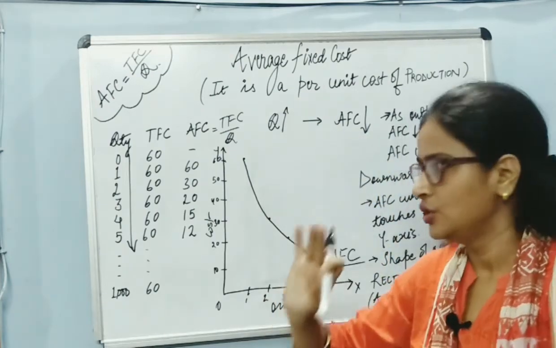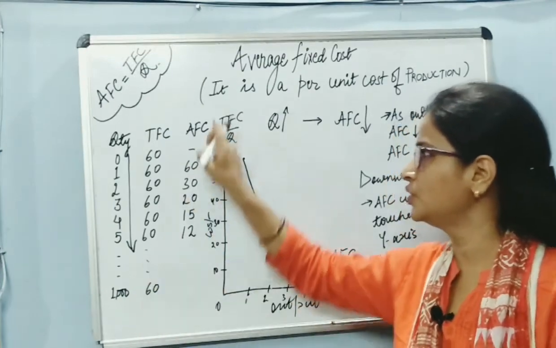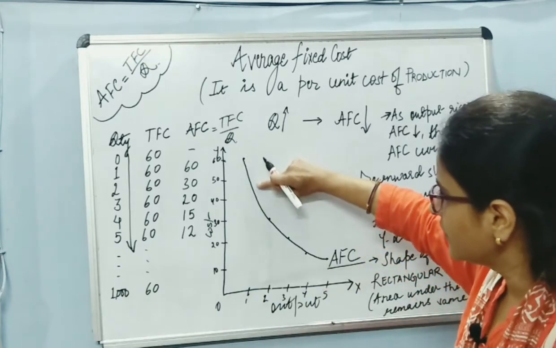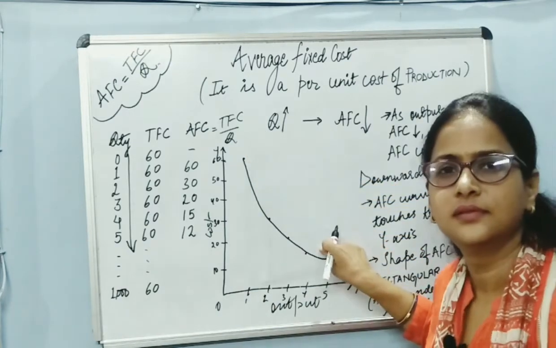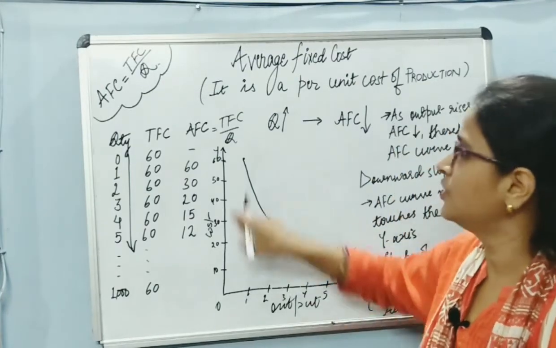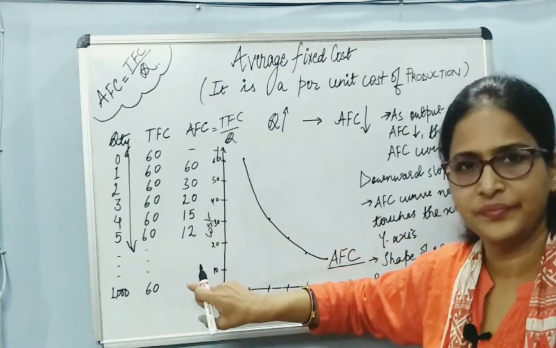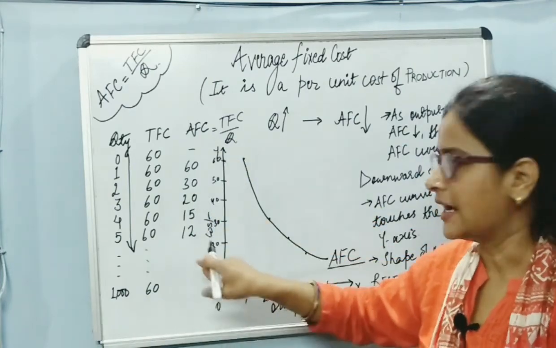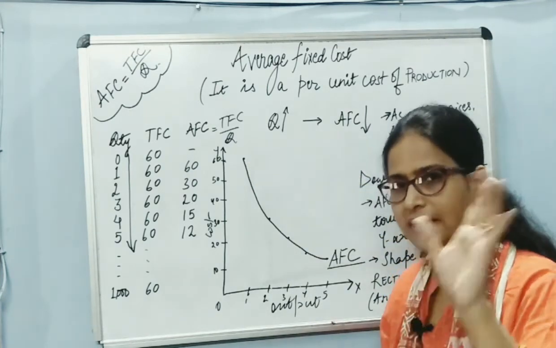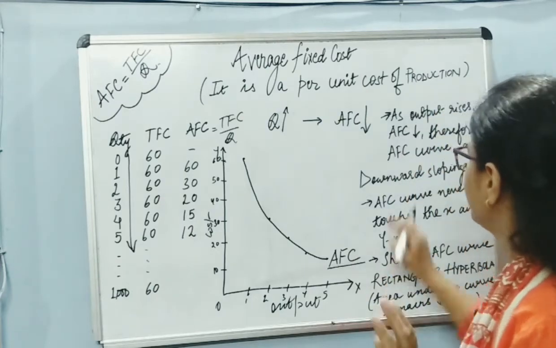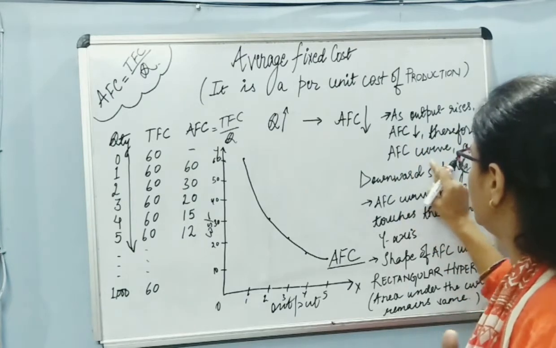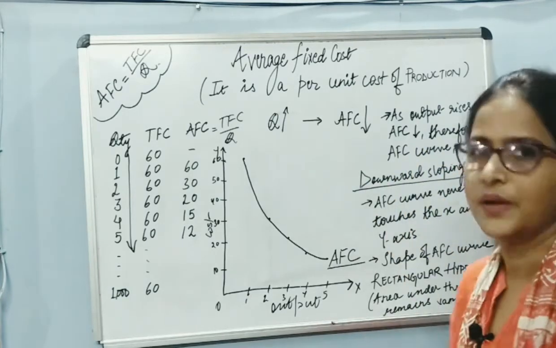Alright. So a few things as I have told you: when your output increases, your AFC decreases. With increase in output, your AFC falls. That is why this curve is downward sloping, because your AFC is decreasing. This is the first point that you need to keep in your mind. As output rises, AFC falls. Therefore, the AFC curve is a downward sloping curve.